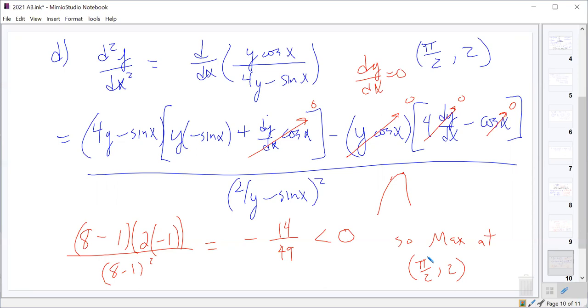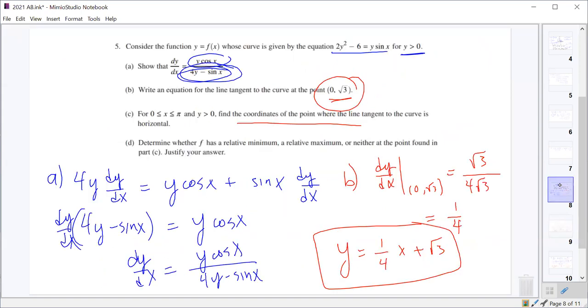Wait, can you explain why we set dy dx to 0 again? Yeah, because at this point that we're talking about, we had determined that the tangent line was horizontal, which meant that the derivative equaled 0. Okay, thank you. Yep.